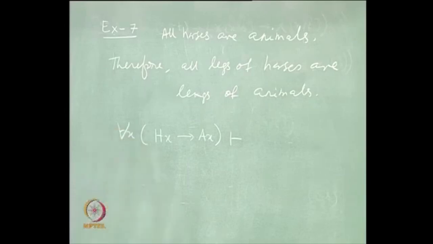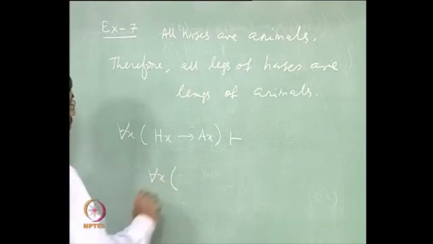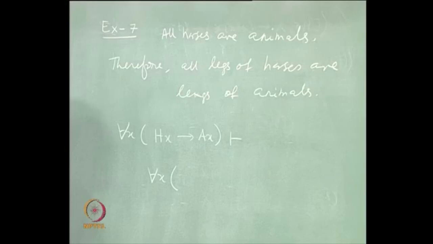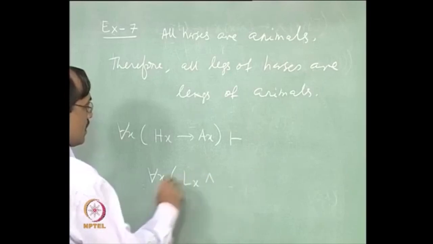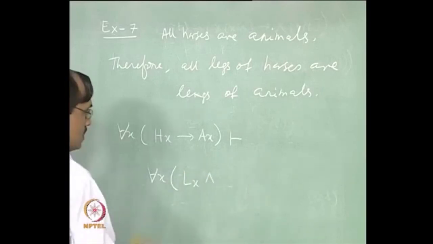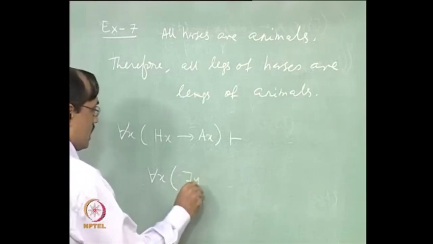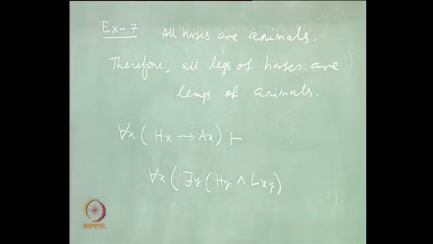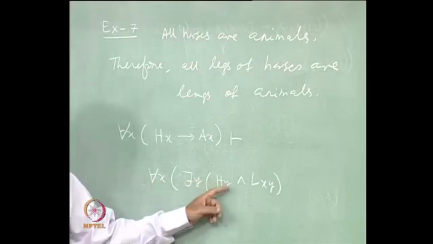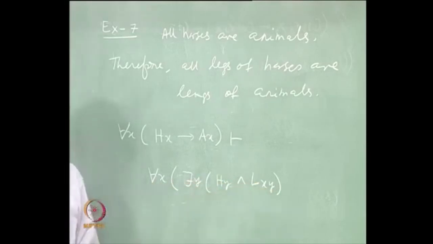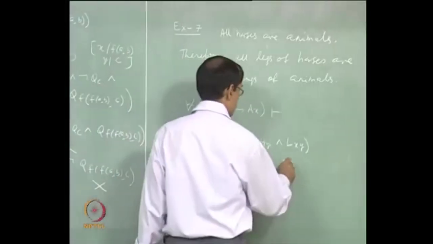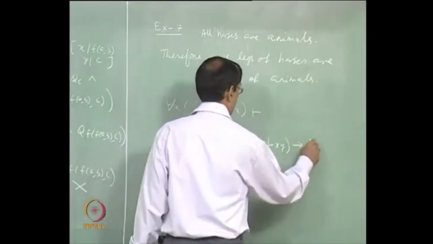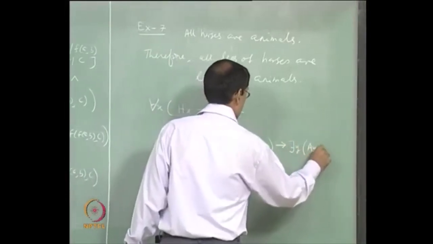Okay, you have to prove this by tabula. So, next one is therefore, all legs of horses: for each x, if x is a leg of some horse. So, L x and x is a leg of some horse, right. There is y, H y and L x y. There is a horse of which x is the leg. Then there is one animal of which x is the leg.